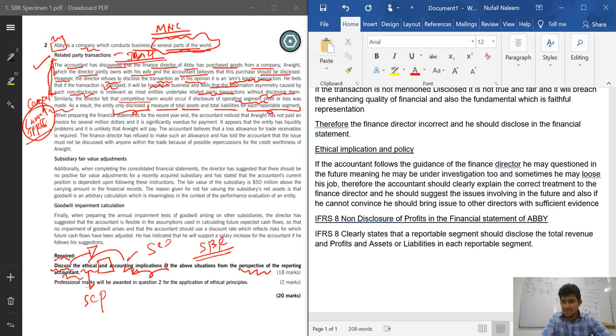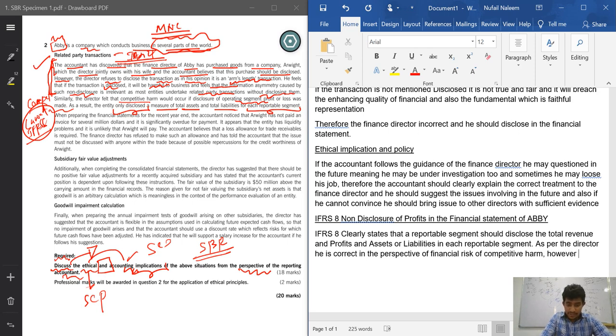So now I have completed the state point where I will be scoring a little bit of marks, but I am going to explain the implication. So I will be careful. As per the director, he is correct. Now see, in the previous one I said he is incorrect, but here he is correct in the perspective of financial risk. Please be careful. In the perspective of financial risk of competitive harm, that is, the competitors can copy.